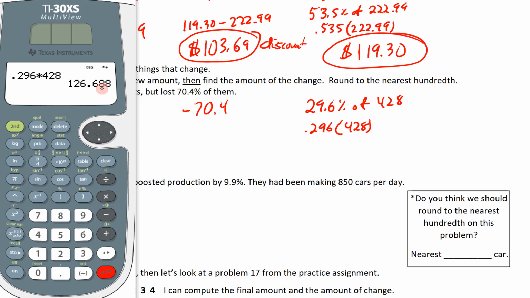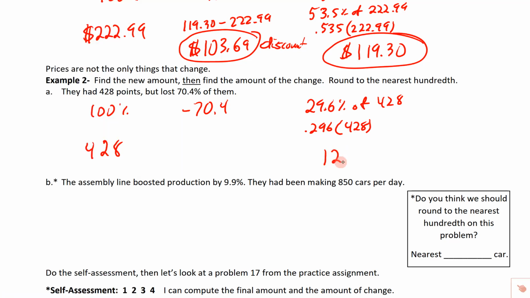It's either going to be 68 or 69. That 8 bumps it up to a 9, so this is going to be 126.69, and this is points we're keeping track of here, not dollars. So that right there is the new amount. It used to be 428. It dropped a whole bunch. It dropped all the way down to 126.69.